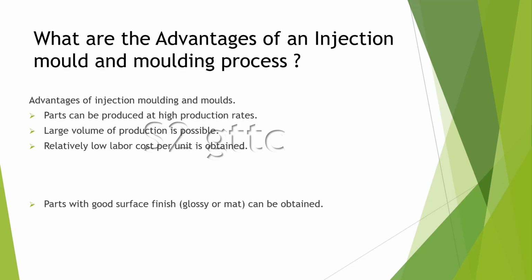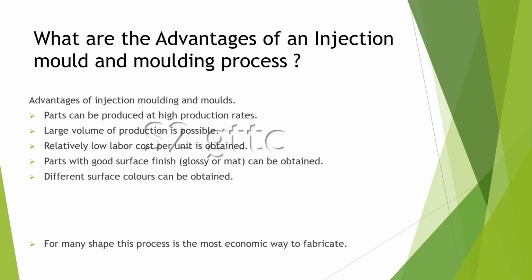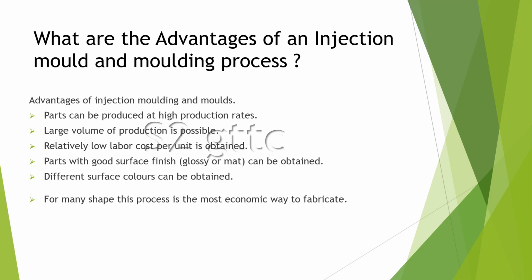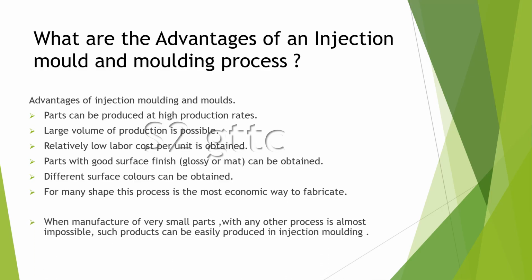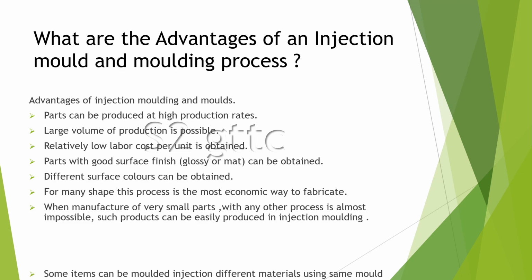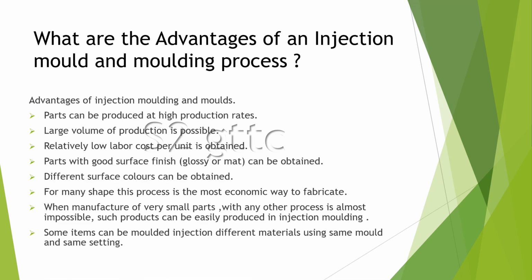Parts with good surface finish can be obtained. Different surface colors can be obtained. For many shapes, this process is the most economic way to fabricate. When manufacture of very small parts with any other process is almost impossible, such products can be easily produced in injection molding. Some items can be injection molded in different materials using the same mold and same setting.